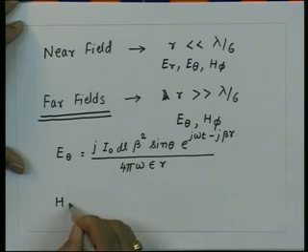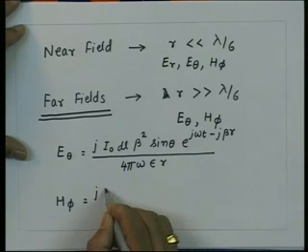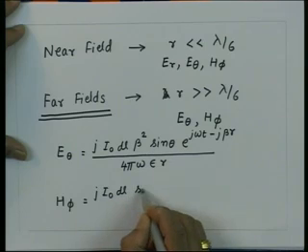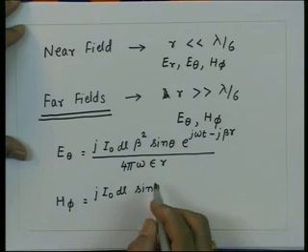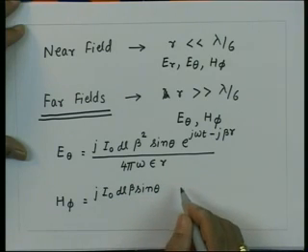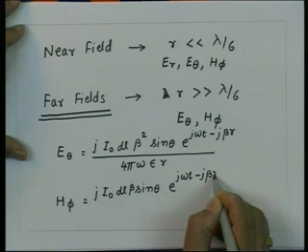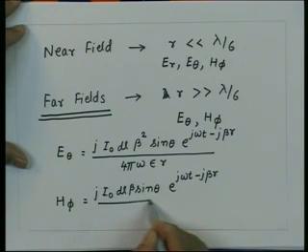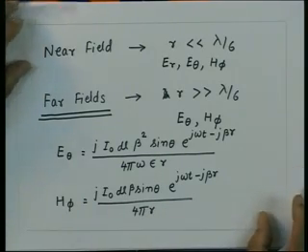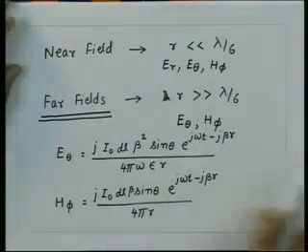and we get H phi, that will be equal to j I 0 dl sin theta beta e to the power j omega t minus j beta r upon 4 pi r. So, for the far field we have only these two components.